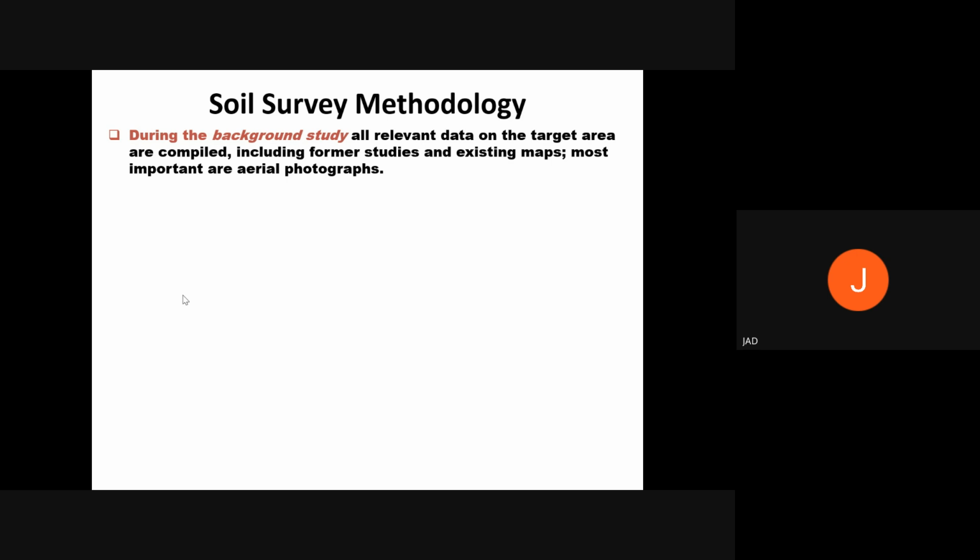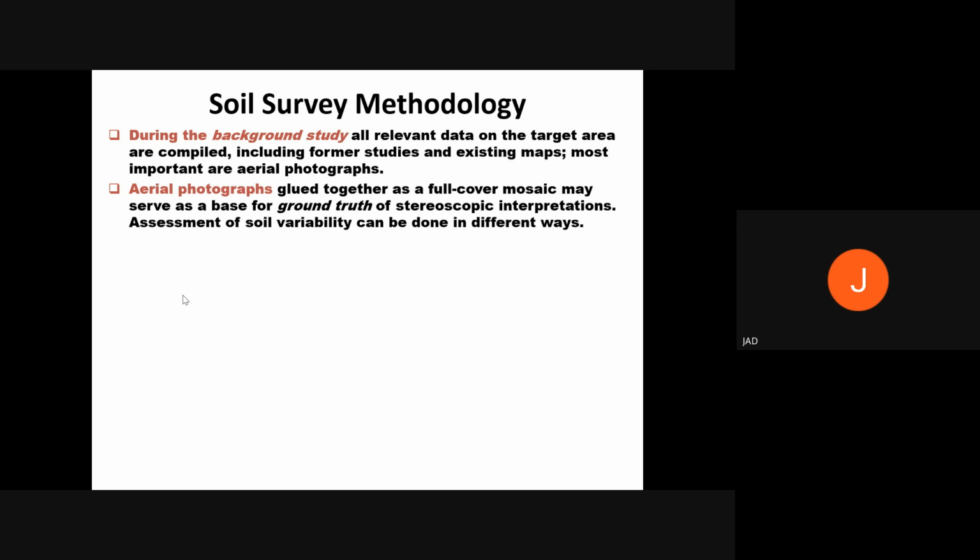So you include information like existing studies by other researchers, existing maps, and most importantly, aerial photographs. And aerial photographs are sometimes in the form of mosaic, meaning that they are cut into pieces. So you need to find a way to bring them together as a continuous unit so that you can use it to describe what is happening on the ground. So aerial photographs glued together as a full cover mosaic may serve as what? A base for ground truthing.